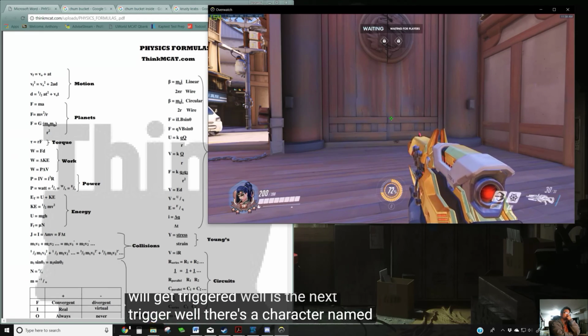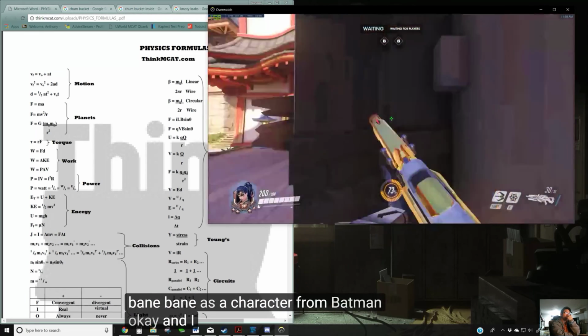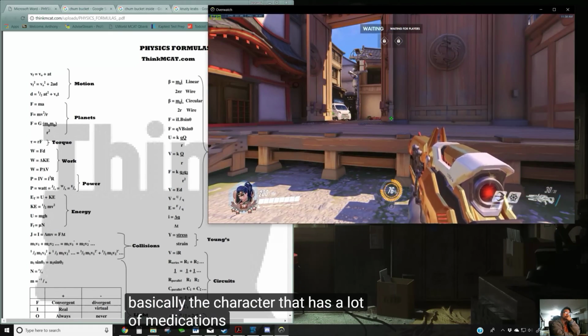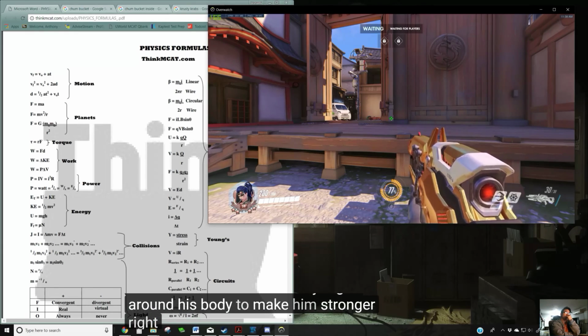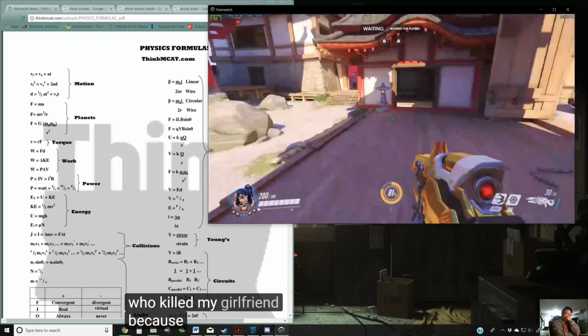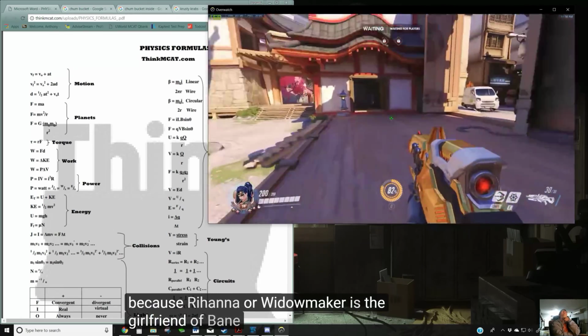Well, there's a character named Bane. Bane is a character from Batman, okay? And I think this is the right name, but Bane is basically the character that has a lot of medications, like a lot of syringes around his body to make him stronger, right? So basically, Bane can come from here, right? He's like, oh, we killed my girlfriend! Because Rihanna, the Widowmaker, is the girlfriend of Bane, okay?